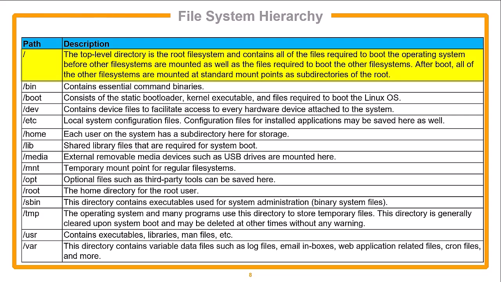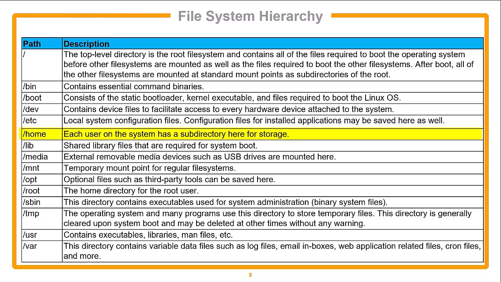/ is the top-level root file system. Bin contains your essential command binaries, the basic commands you will run. Boot consists of the bootloader and kernel executable. Dev contains device files for hardware attached to the system. etc is incredibly important for hackers. It holds local system configuration files.